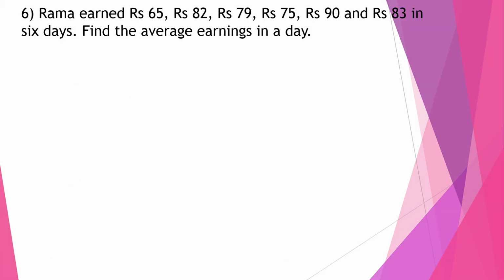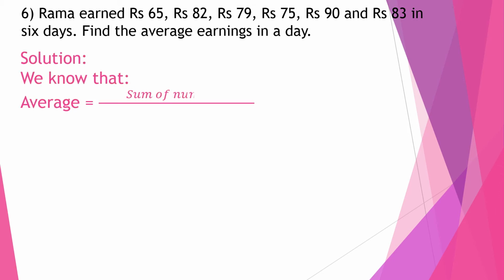Let us solve one more question. Question number 6. Rama earned rupees 65, rupees 82, rupees 79, rupees 75, rupees 90 and rupees 83 in 6 days. Find the average earning in a day. Write the solution. We know that average is equal to sum of numbers upon total number of observations.